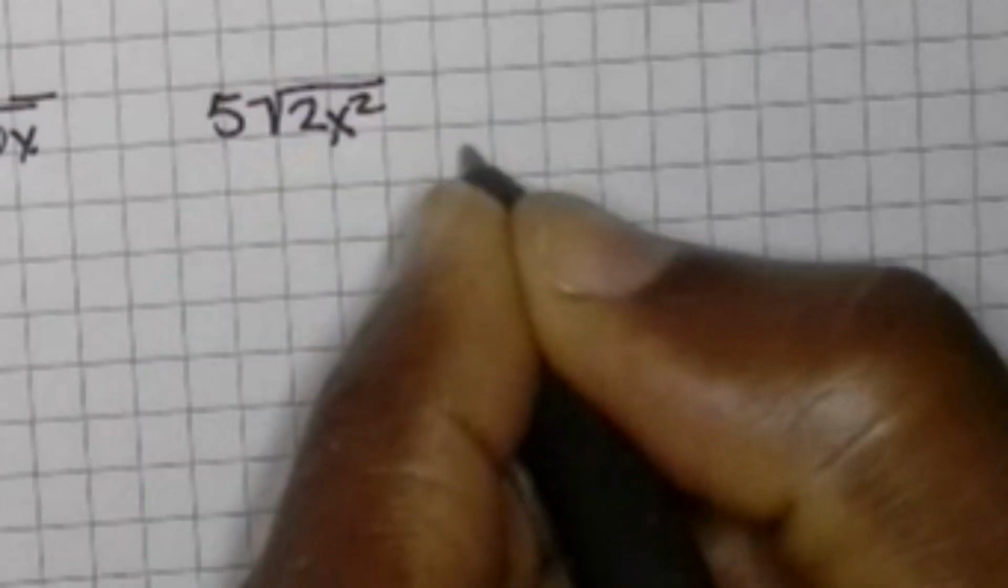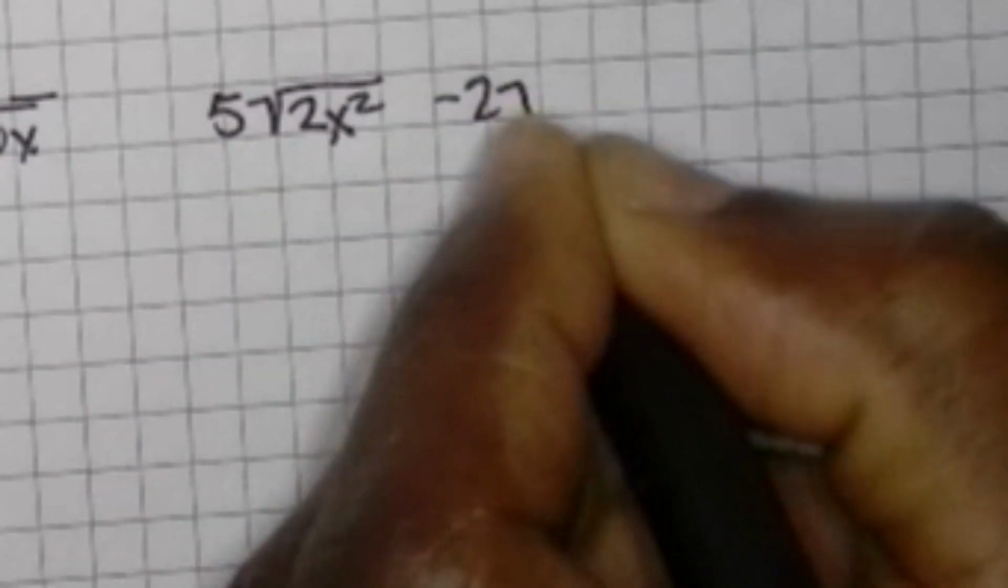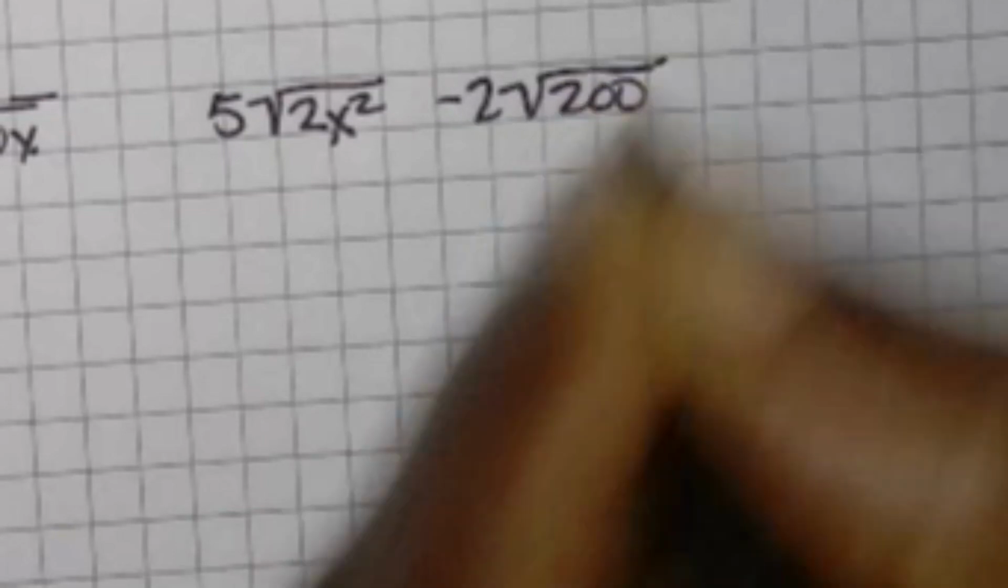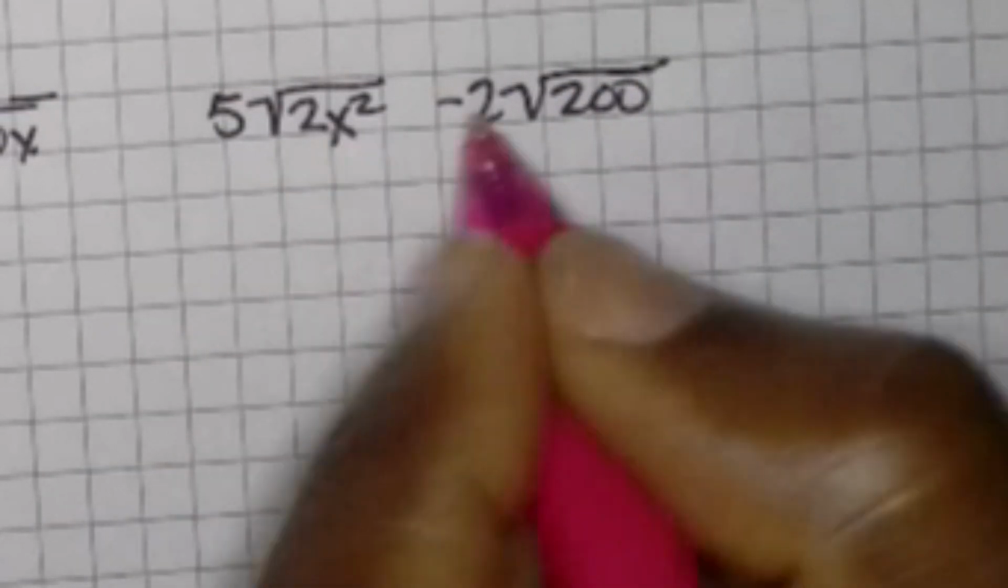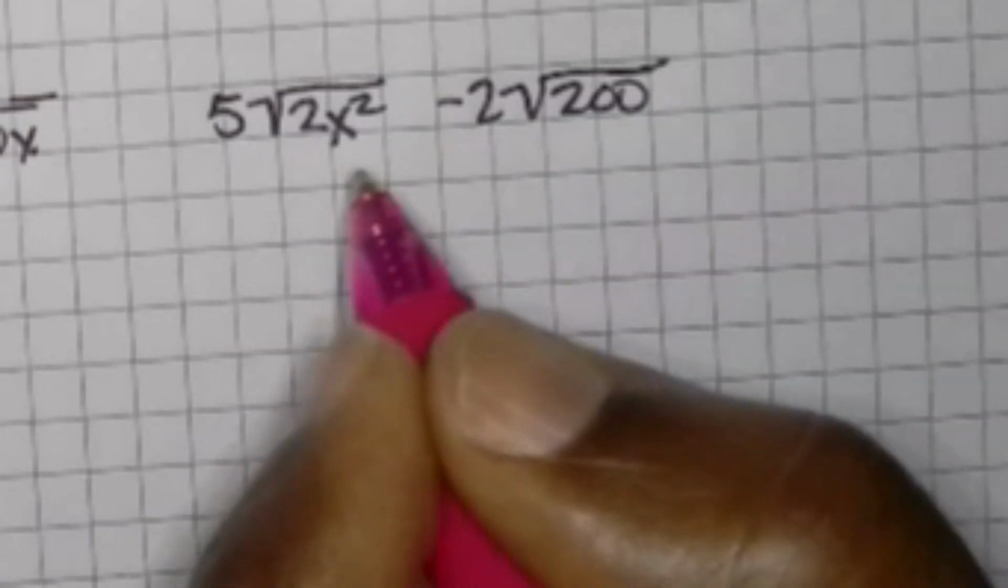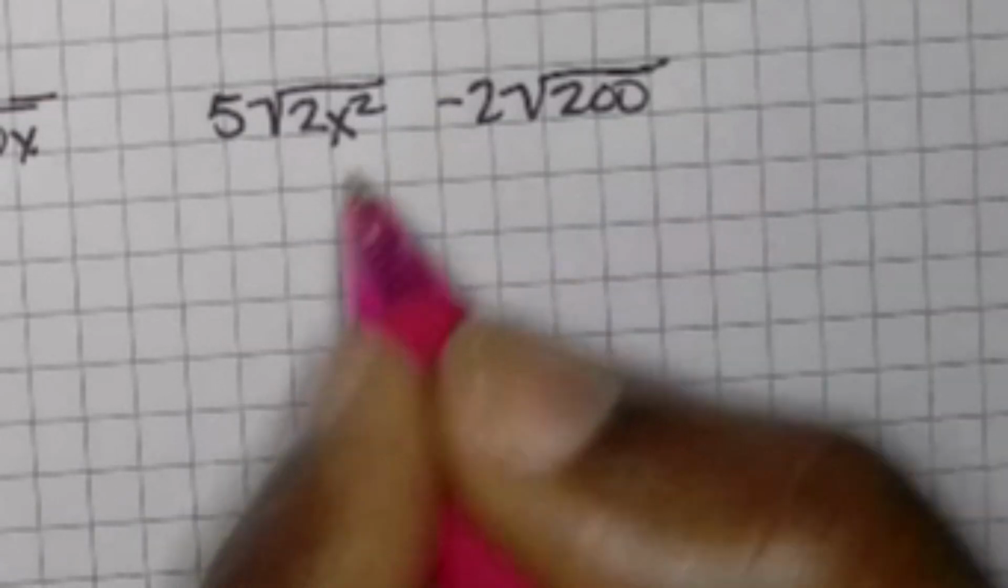What if you had a problem? That problem said 5 square root of 2x squared minus 2 square root of 200. Let me do this before we go. Now, they are not alike. So we have to simplify the radicands. We gotta make them smaller. See what we can do.